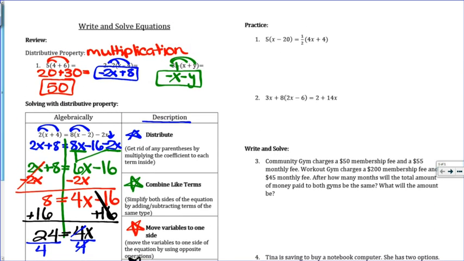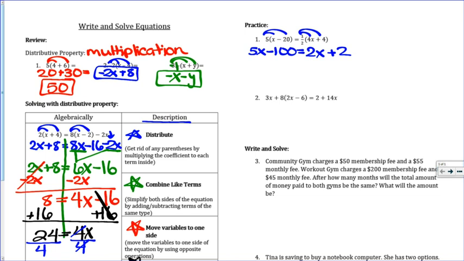Let's try that again on number 1 for your practice. So step 1, distribute. 5x, 5 times negative 20 is negative 100. Distributing a fraction, you're still just going to multiply. So 1/2 times 4, 2x, 1/2 times 4, plus 2.